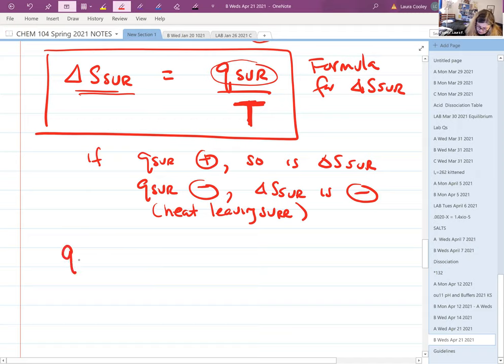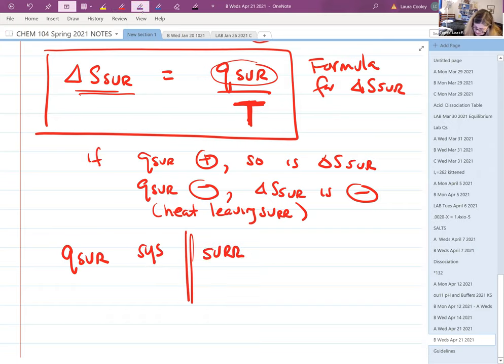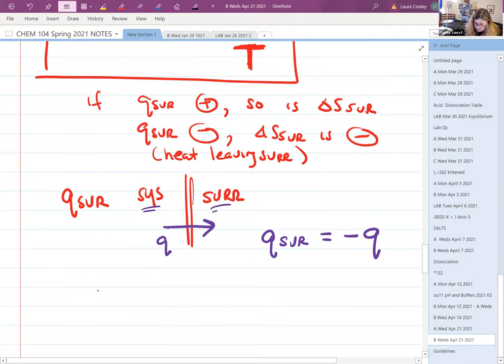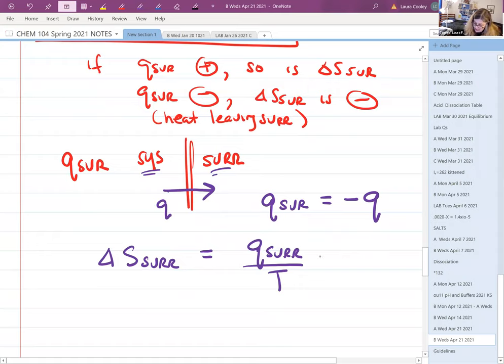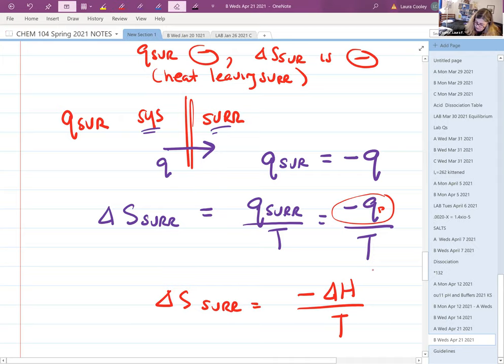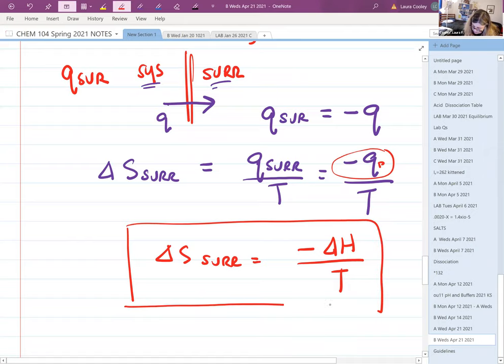So what is this Q surroundings anyway? Here's where you have to remember something. If you have the system over here and the surroundings over here and heat going this way, then the system is losing heat and the surroundings is gaining heat. Q surroundings is always the negative of the system's heat. No subscript means system. So delta S surroundings, which is Q surroundings over T, is actually minus Q of the system over T. If I then say at constant pressure, very softly, because this is freshman chemistry, then this is the negative of the delta H. Won't put the zero there yet.